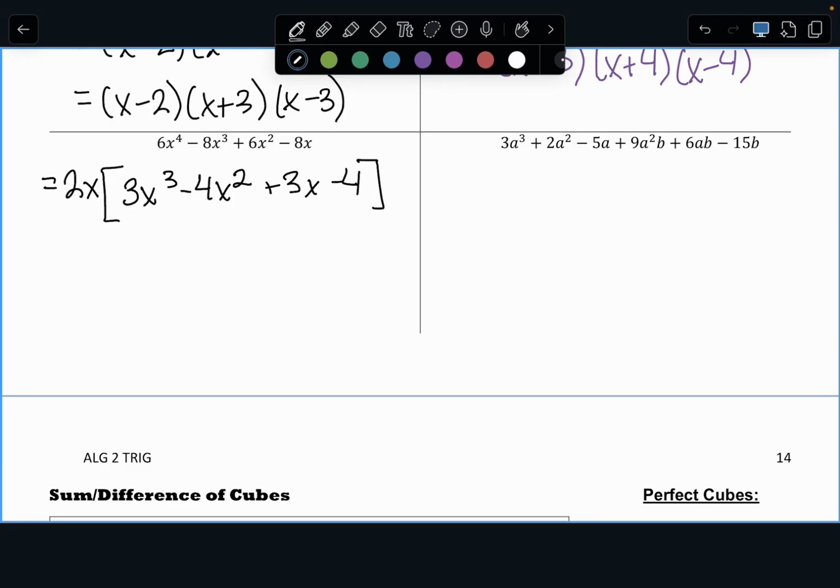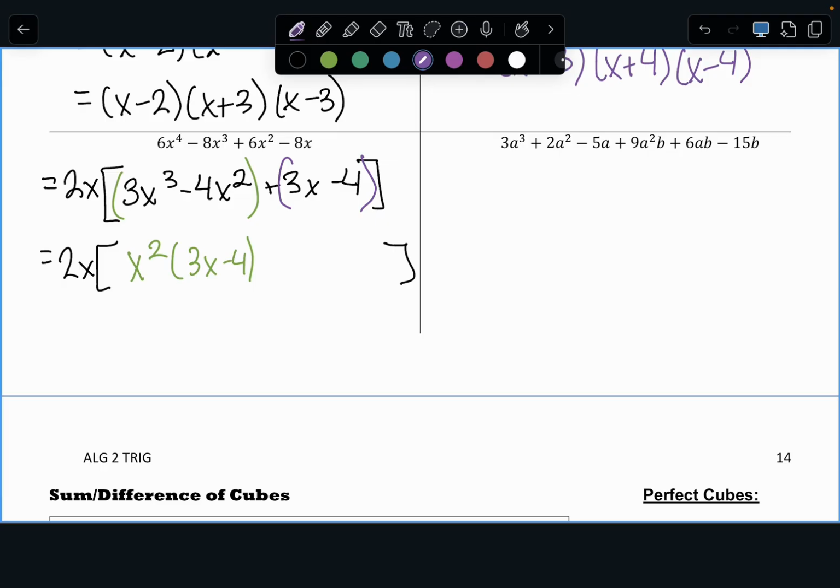And then I group. So I'm still ignoring the 2x. I'm just looking at the things in the brackets. There's 4 terms, so I group 2 and 2. From my green group, what's my GCF? X squared. I'm left with 3x minus 4. Minus 4, yep.